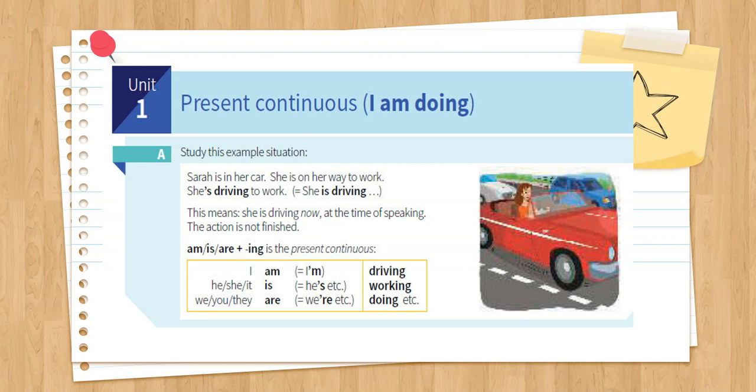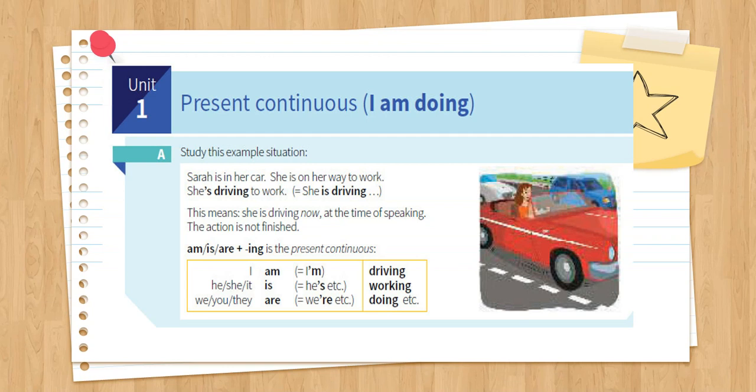This means that Sarah is driving now. She's driving at the moment or at the time of speaking. The action is not finished. This is the present continuous, okay? The action in present continuous is not finished.